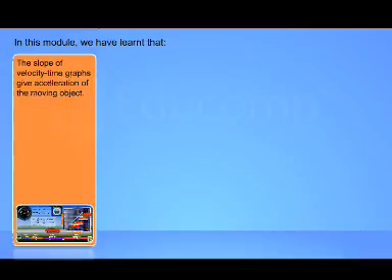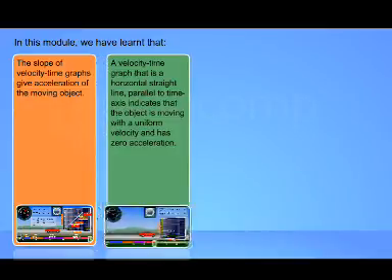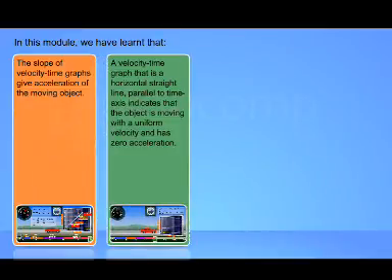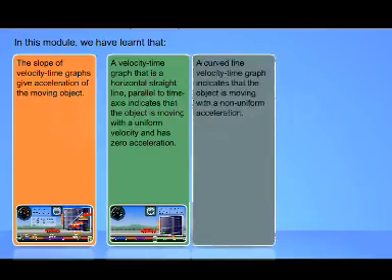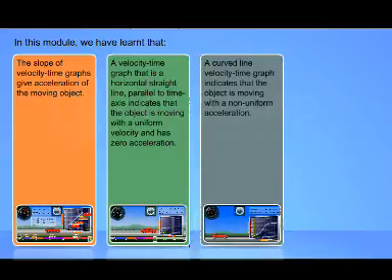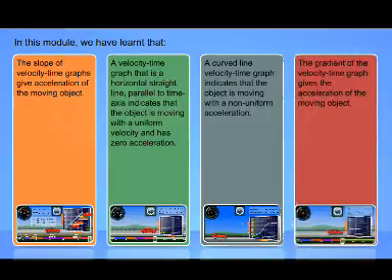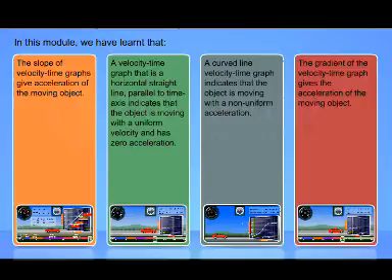In this module, we have learned the slope of velocity time graphs gives the acceleration of the moving object. A velocity time graph that is a horizontal straight line parallel to the time axis indicates that the object is moving with a uniform velocity and has zero acceleration. A curved line velocity time graph indicates that the object is moving with a non-uniform acceleration. The gradient of the velocity time graph gives the acceleration of the moving object.